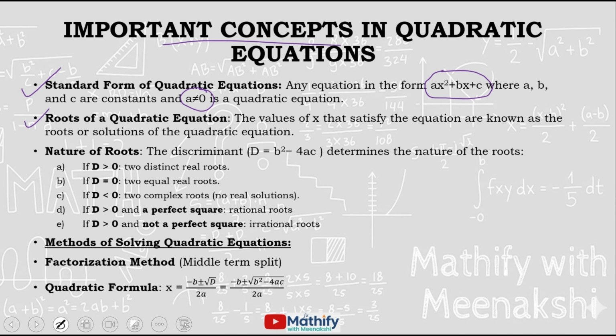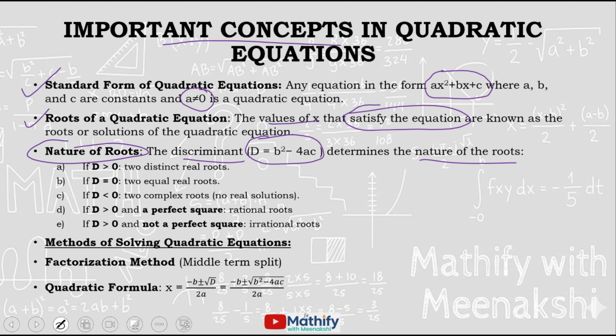Next, roots of a quadratic equation. What are roots? Values of x that satisfy the equation are known as roots, or zeros, or solutions of the quadratic equation. Now comes a very important concept, nature of roots. It is decided using the discriminant. Now what is discriminant? It's b square minus 4ac. We usually write discriminant with capital D. So it will decide your nature of roots.